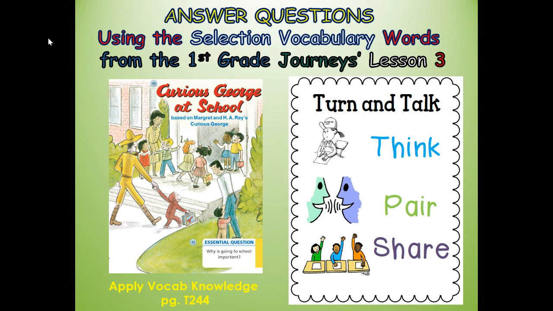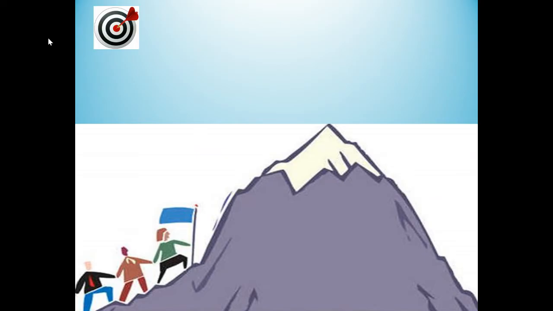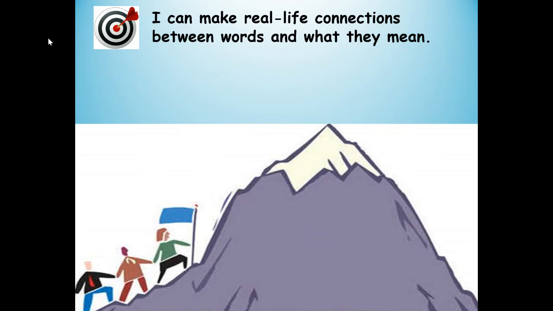So for this lesson, we're going to turn and talk. I'm going to ask you different questions. You're going to think about your answer. And if you have a partner at home, you're going to pair up with that person, or you can be my virtual partner. And then you're going to share your answer out loud using the vocabulary word in a complete sentence or sentences.